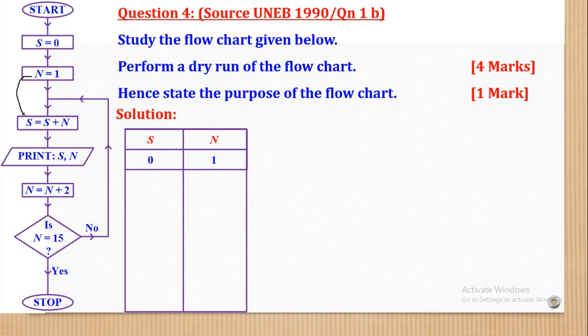Then from there we shall go to the next, which says that s becomes s plus n. So this plus this gives you the new value of s. Then you print s and n. So you print these ones. Note that we are printing the diagonal values.